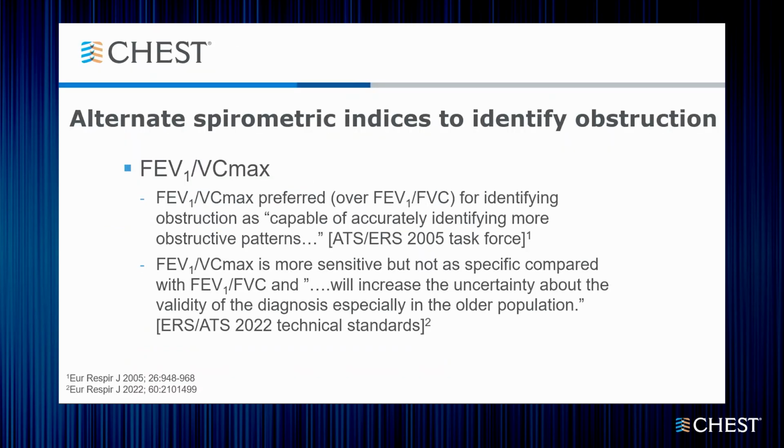So in 2005, we were using FEV1 divided by VC max, and that was preferred over FEV1 over FVC for identifying obstruction because, quote, it was capable of accurately identifying more obstructive patterns. So that's what we did from 2005 to 2021. And then in 2021 to 2022, the guidelines statement says, well, FEV1 over VC max may be more sensitive, but it's not as specific, and it will increase the uncertainty about the validity of the diagnosis, especially in the older population. Well, where does that come from?